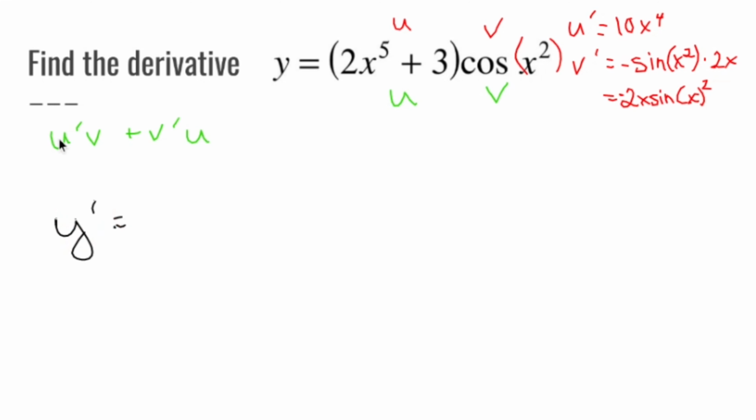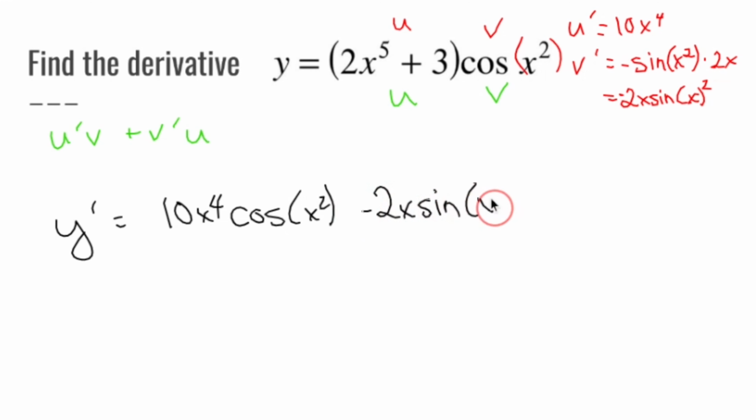So let's put this all together. Y prime is u prime, which I called 10x to the fourth, times v, which is cos x squared, plus v prime, which was negative, so let's put that plus into a minus, 2x sine x squared times u, which was 2x to the fifth plus 3.